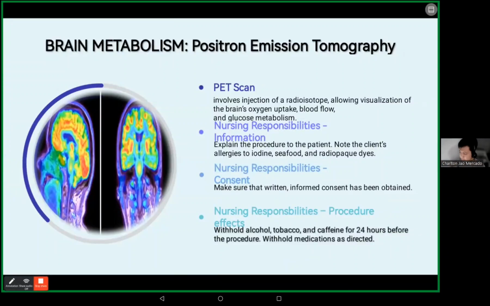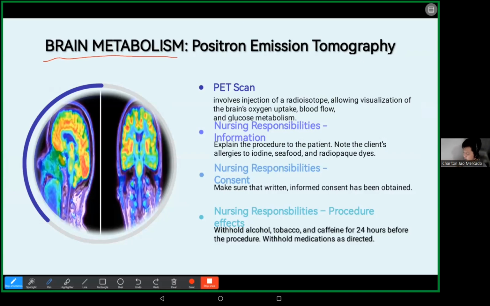Then we have your positron emission tomography. Okay? Si positron naman, si PET scan, kung tatawagin natin, positron emission tomography is the one that checks the brain metabolism. Okay? So how the brain functions and processes all of the nutrients that is being transferred or being, tawag dito, being transported inside the brain.